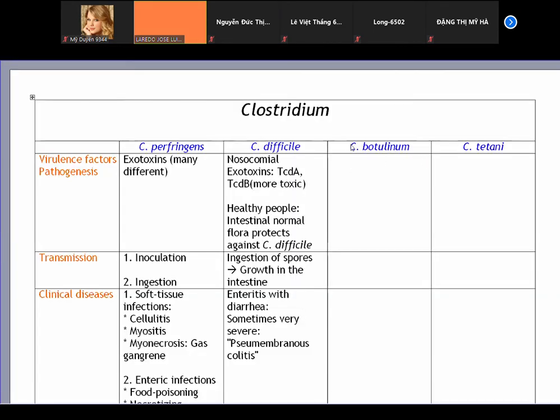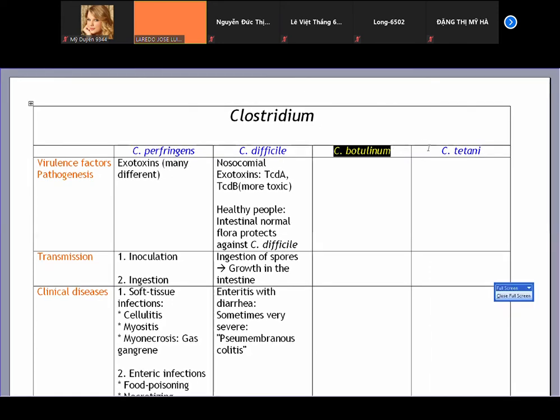And now we are going to try to explain the last ones, Clostridium botulinum and Clostridium tetani. They are very different. They are totally different. But we are going to try to explain them together because we don't have time and because they have something in common, okay? So why do we study them together when they are so different? Because the disease that they cause is paralysis. The symptom is paralysis. In both cases, paralysis.